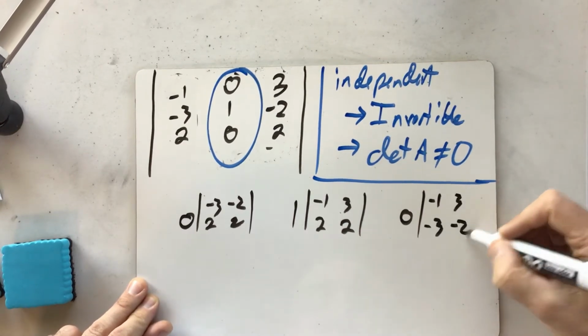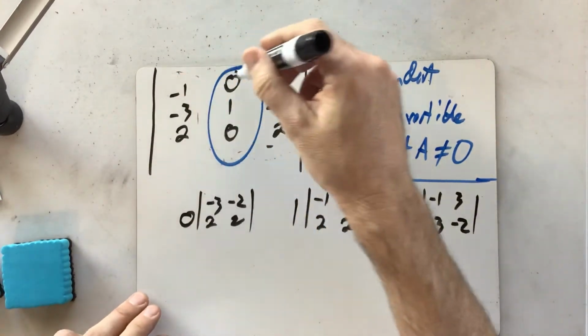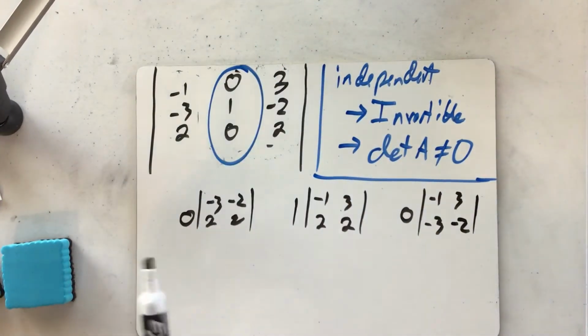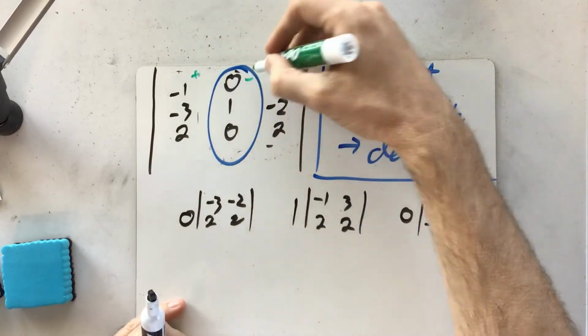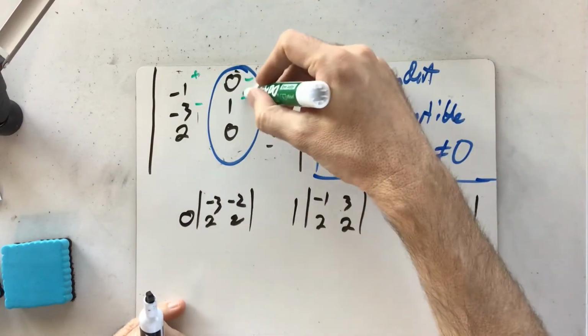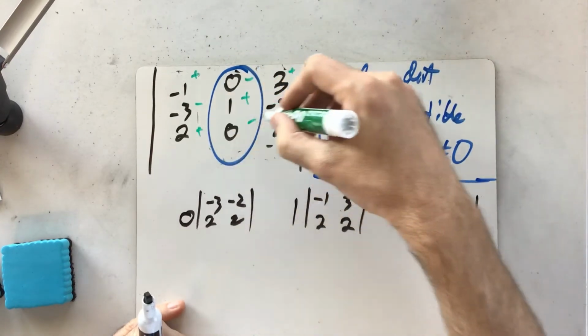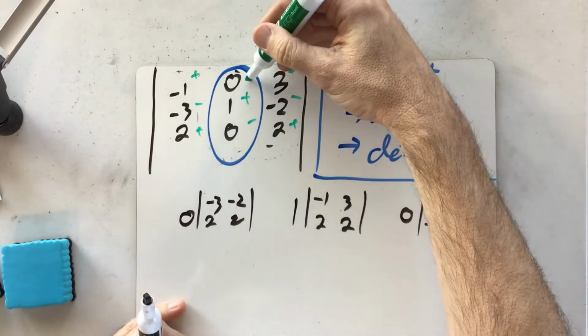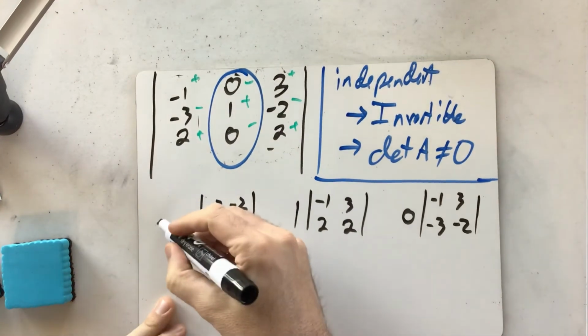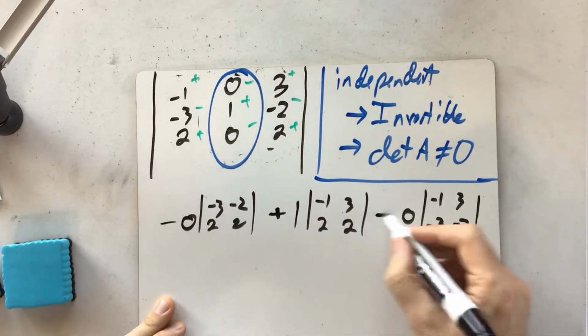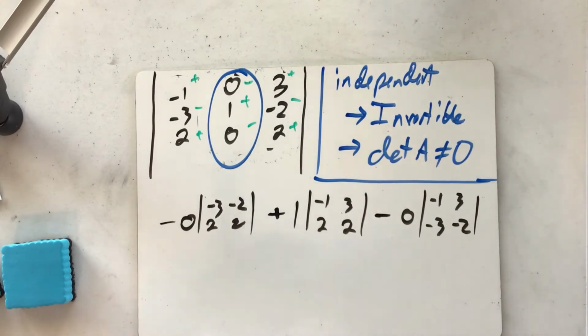And now I have to think, are they plus, minus, plus? Well, it's plus. Our grid, our checkerboard goes plus, minus, plus, minus, plus, minus, plus, minus, plus. So our checkerboard here is a minus, plus, minus checkerboard. So that means I'm going to subtract this first one, add the second one, and subtract the third one.